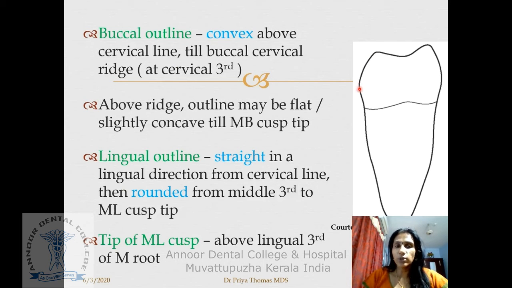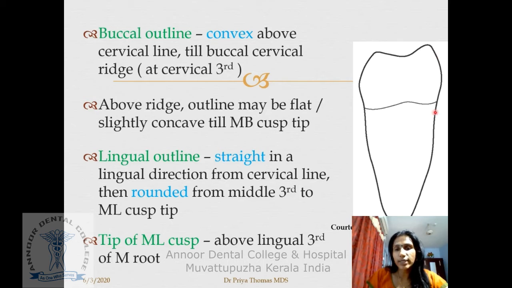If you go for the outlines, the buccal outline, that is here. From the cervical line till your cervical ridge, remember I told you, you have an elevation, or a ridge, or a convexity present on the cervical third. So from the cervical line to your buccal ridge, this part is convex, and above the buccal ridge, this outline, whatever you have till the cusp tip, can be slightly concave or slightly straight. So this part till the cuspal tip is going to be straight or slightly concave.